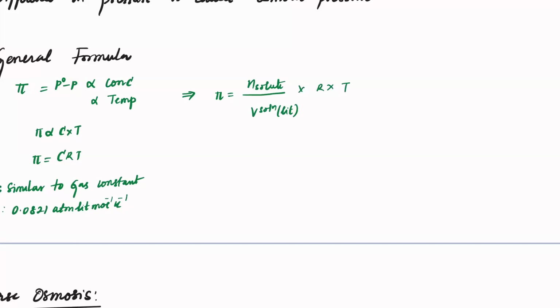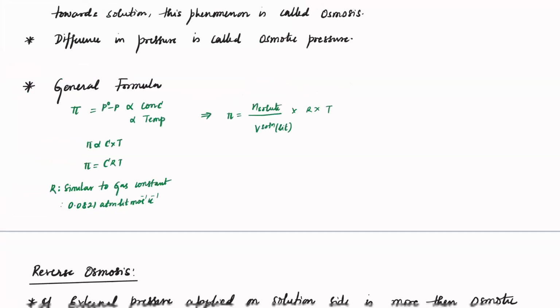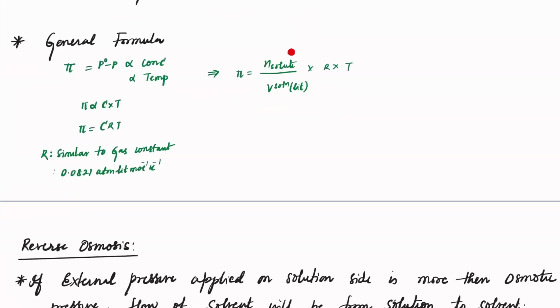Right, everybody? So you can see again pi is dependent on the number of moles of solute. The whole idea of a colligative property is that it depends on the number of moles. That's what we are trying to prove in each case. In each case, you see the colligative property is directly proportional to the number of moles. So this is called osmotic pressure, everybody.